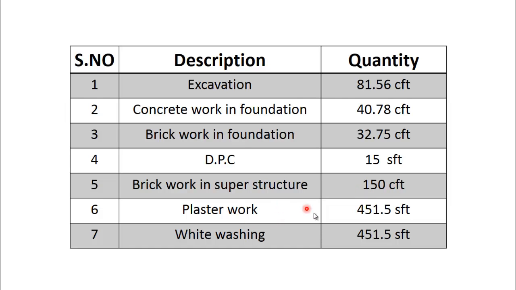Quantity of plaster work is 451.5 square feet, and quantity of whitewashing is also the same as plaster work, that is 451.5 square feet. It was all for the day.